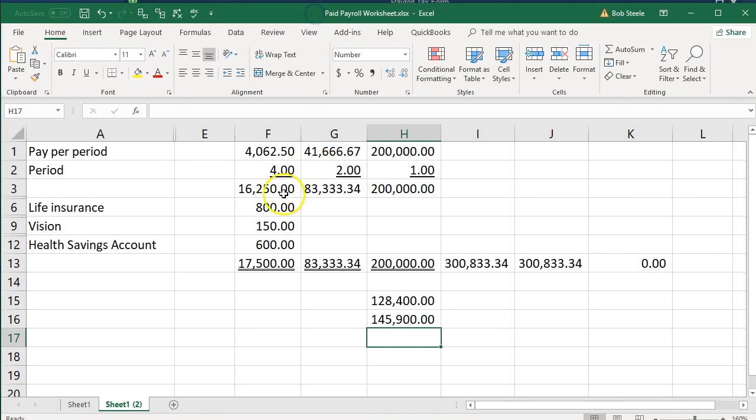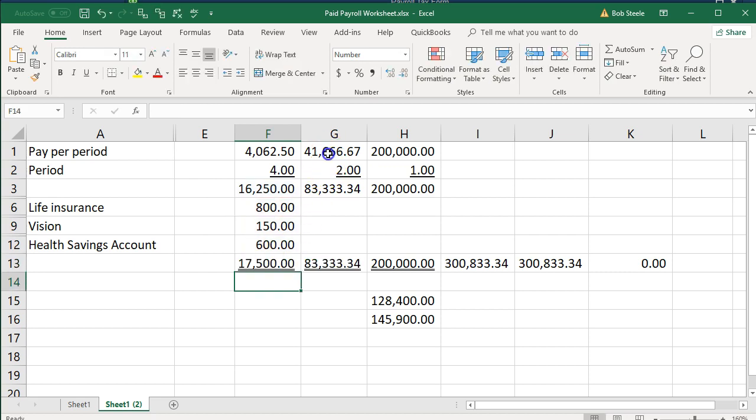We're going to say, okay, our original employee, Anthony, had 4 paychecks. That's because we had the 3 paychecks for October, November, December, but the prior paycheck to that, September, was actually paid in October. So we have 4 paychecks here. The last paycheck in December, we squeezed into this year by actually paying it at the end of the pay period on December 31st. So that's why we have 4 in this quarter. That gives us the $16,250. Then we have an adjustment for life insurance, vision, and health savings, giving us $17,500 for Anthony.